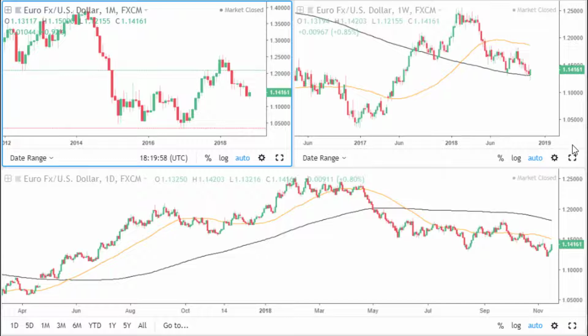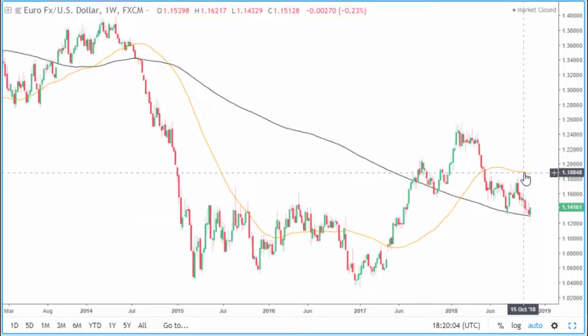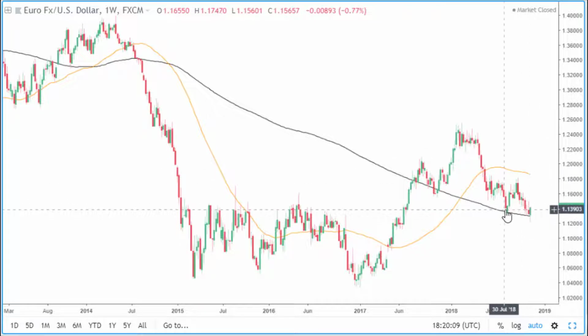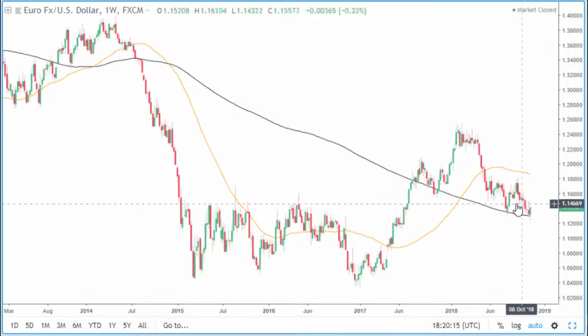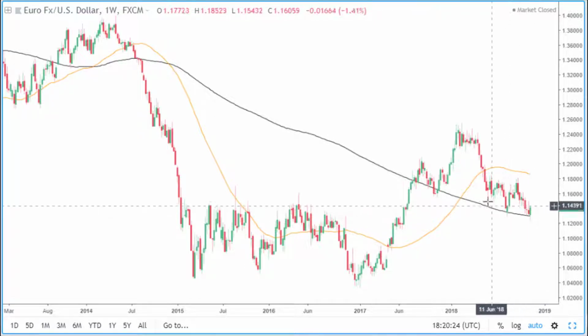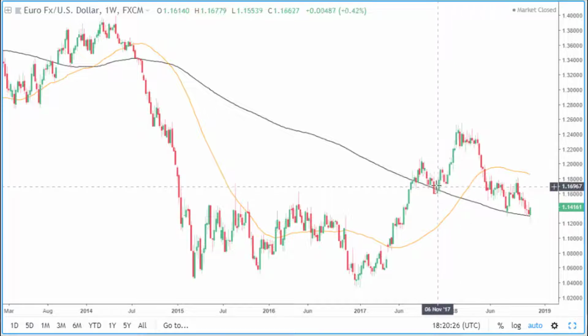Going to the weekly time frame now, price is currently below the 50 simple moving average but above the 200 simple moving average. As you can see, price is using the 200 simple moving average as support around here. It did also do the same thing around this area here. It also did the same thing around here where price used the 200 simple moving average as support.